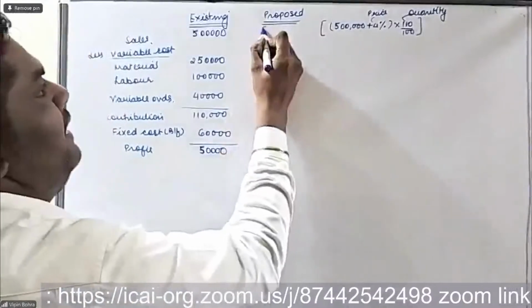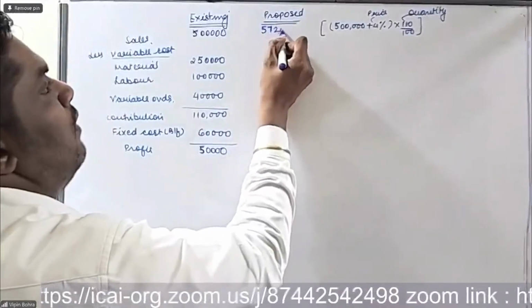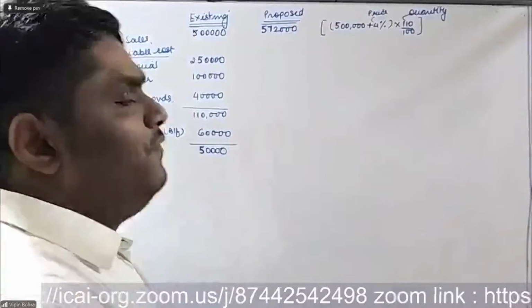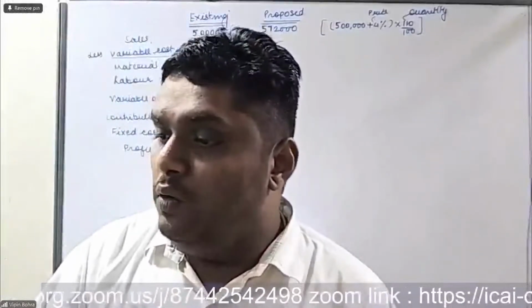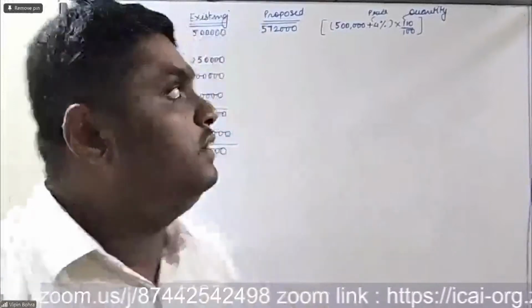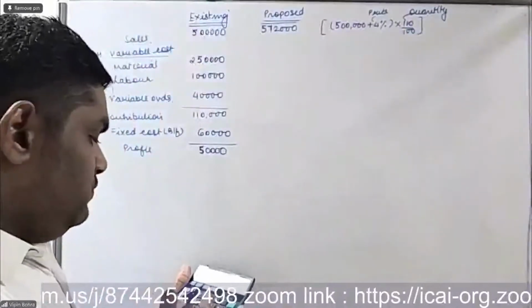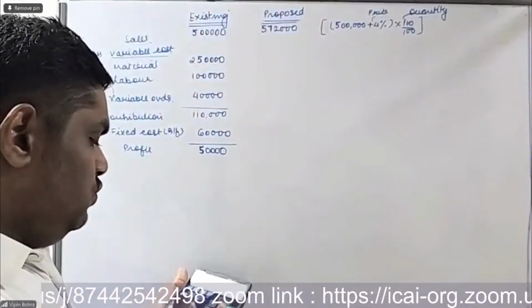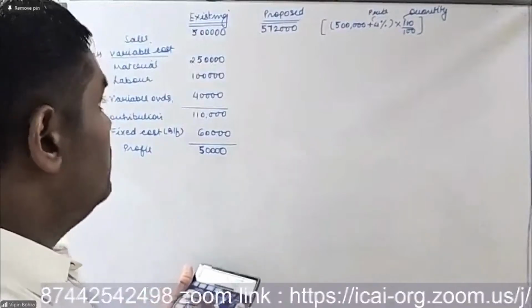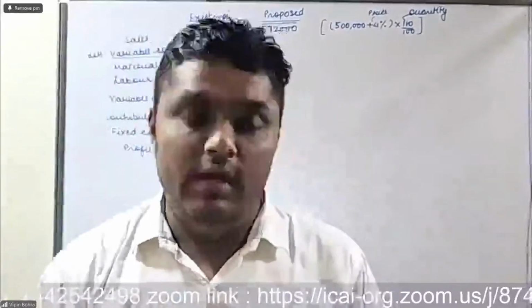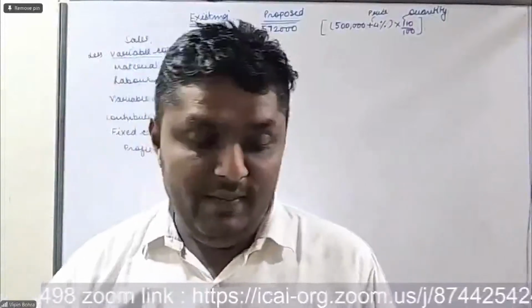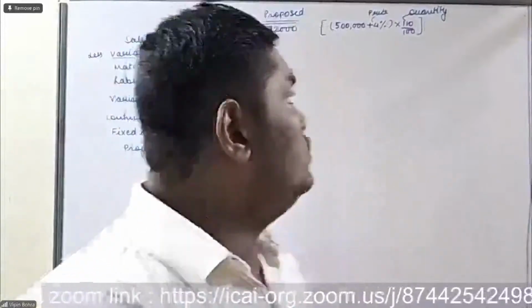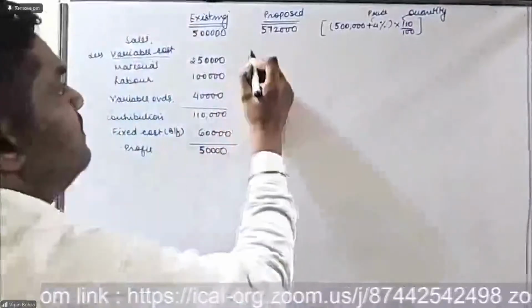So this will be 5,72,000. Similarly, for material also, it is given that an overall cost reduction by 2%. So my revised material cost will be 2,50,000 minus 2%, that is 2,45,000, into my effect of quantity, that is 10%. So this is how we will get 269,500.